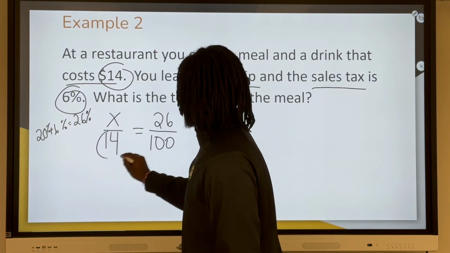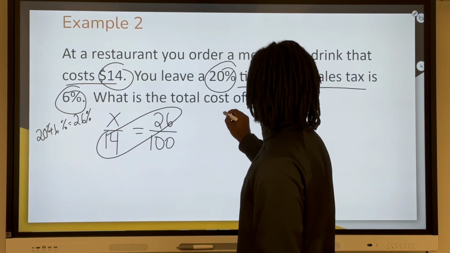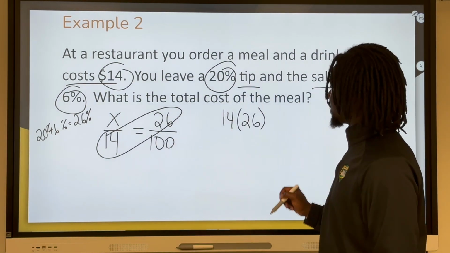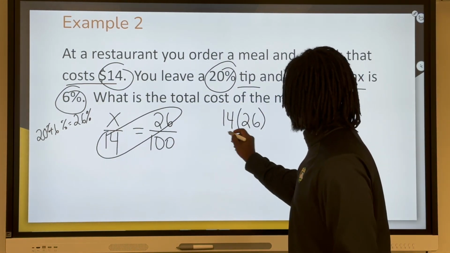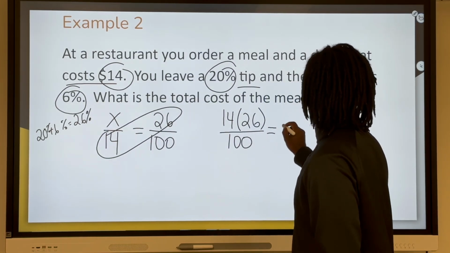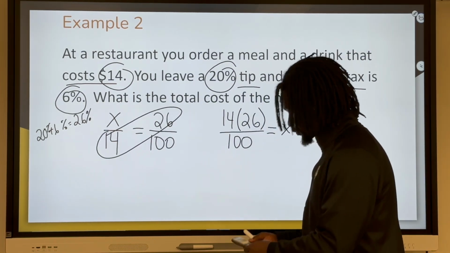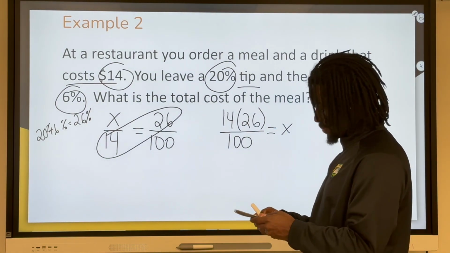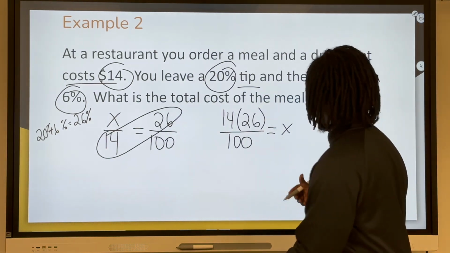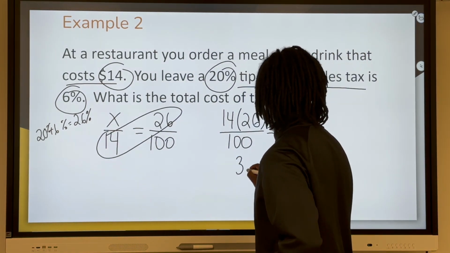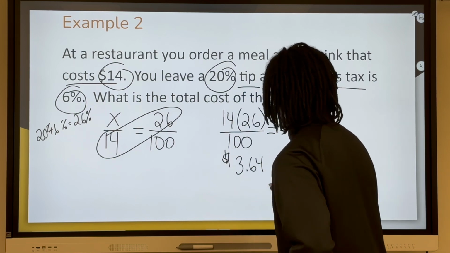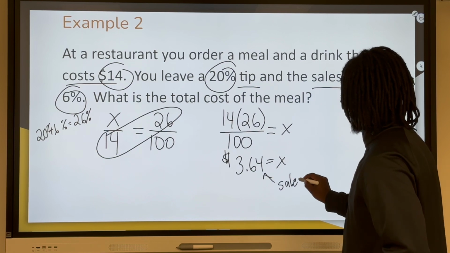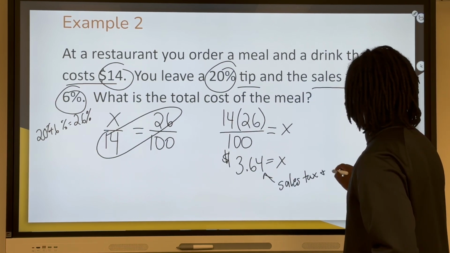Okay, so to solve a proportion, I'm going to cross multiply and divide. So 14 times 26. Then I'm going to divide that by 100, and that is going to give me my X. So 14 times 26 gives me 364. Divide that by 100. And so that gives me 3.64, which is $3.64.